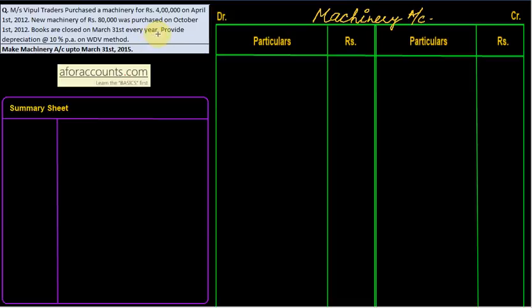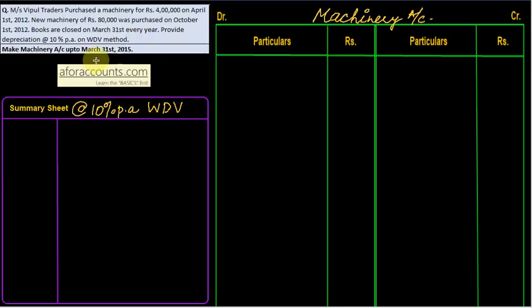So we close then. Provide depreciation at the rate of 10% per annum on WDV method. Important, note this at the top of the summary sheet. Depreciation at the rate of 10% per annum is given, and which method? Written down value method. So this depreciation method is now different from the straight line method. While doing practical questions you will understand.